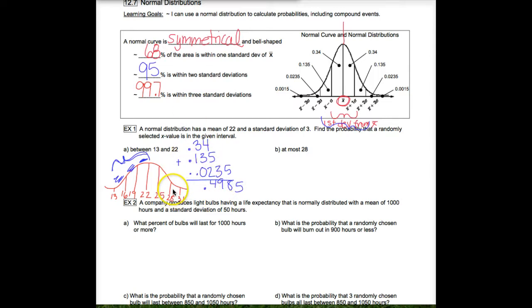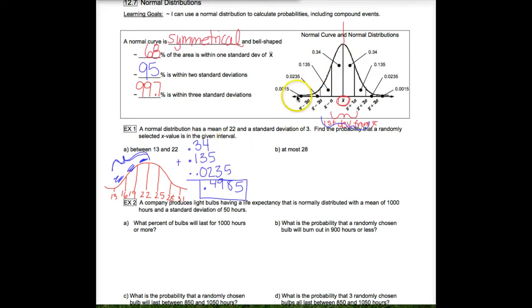It did not ask for a percent, so if it doesn't ask for a percent, we're going to leave the answer in decimal form. Now, another way, which might even be simpler to do this, you know that half of the normal curve is going to be 50% or 0.5.